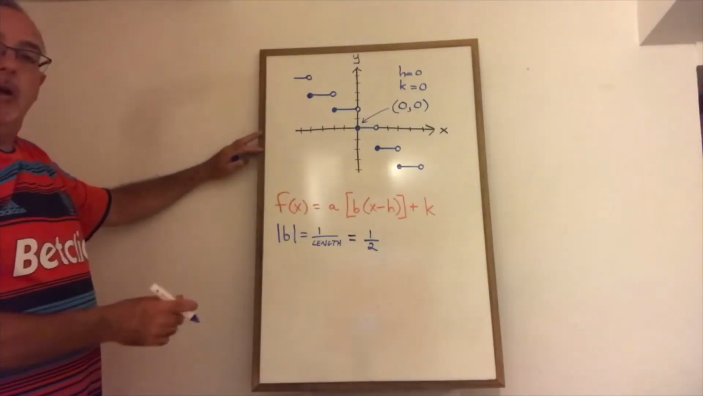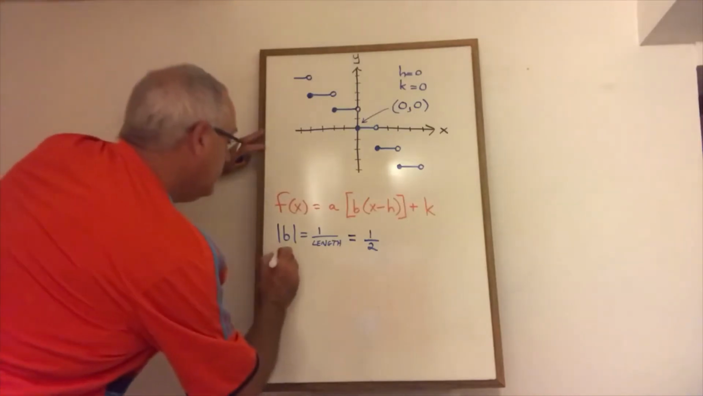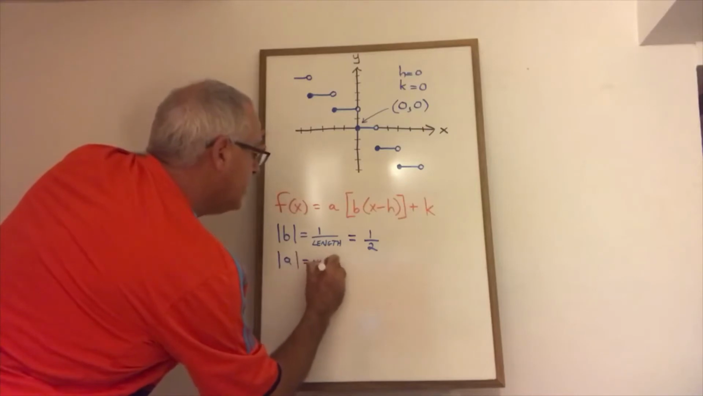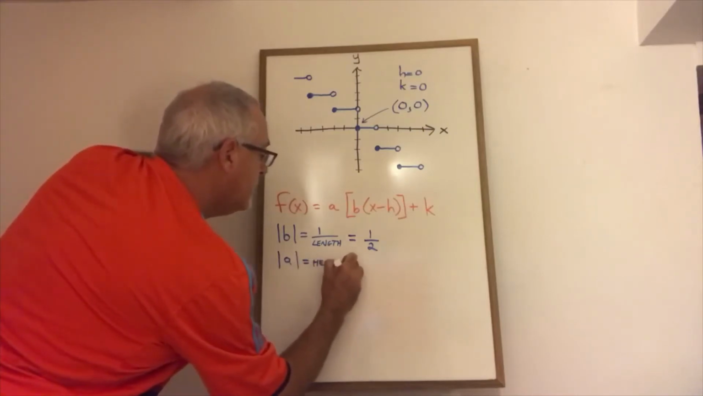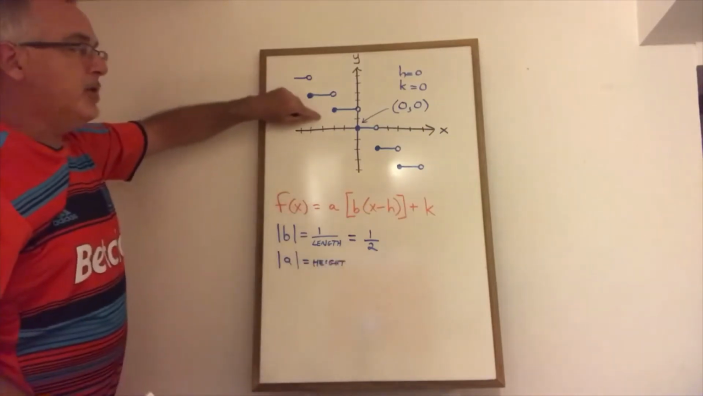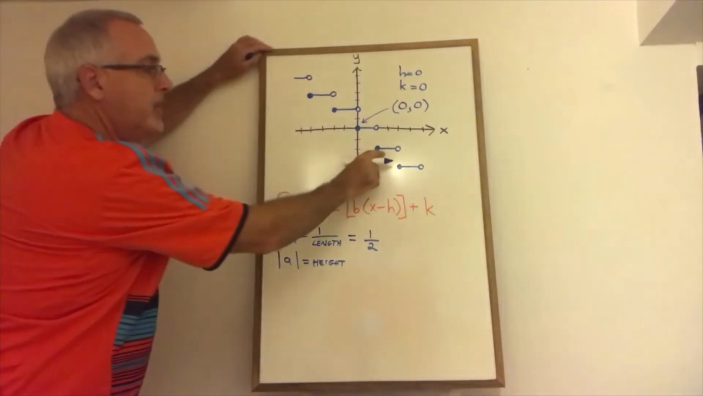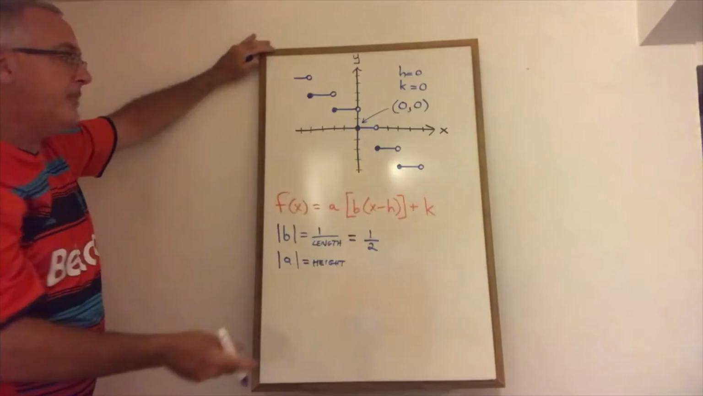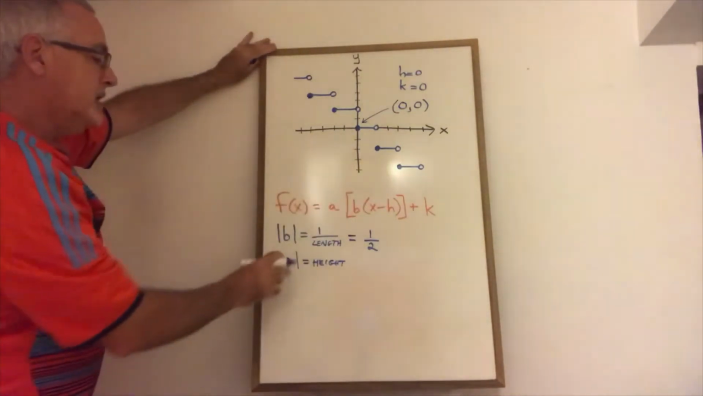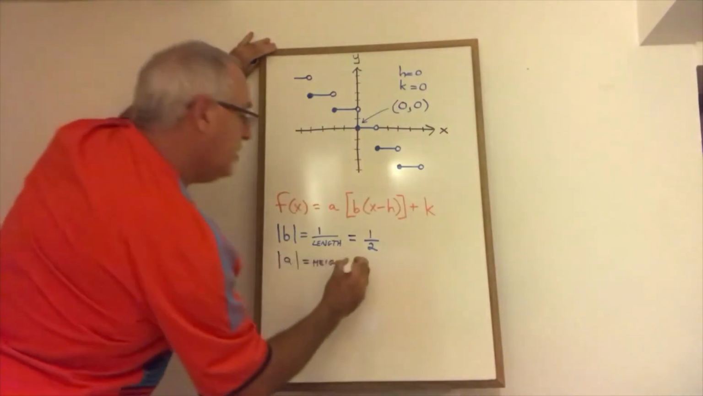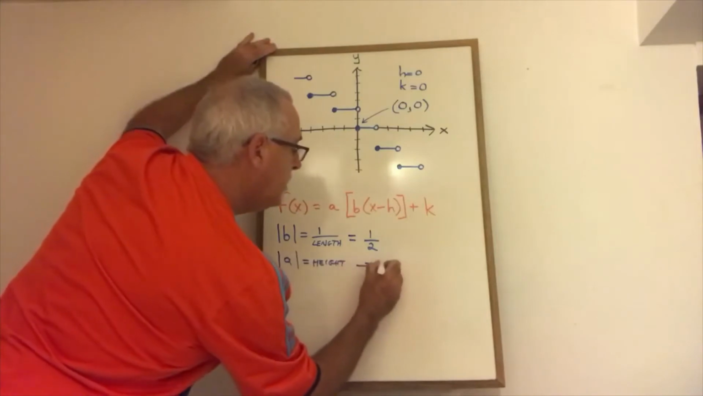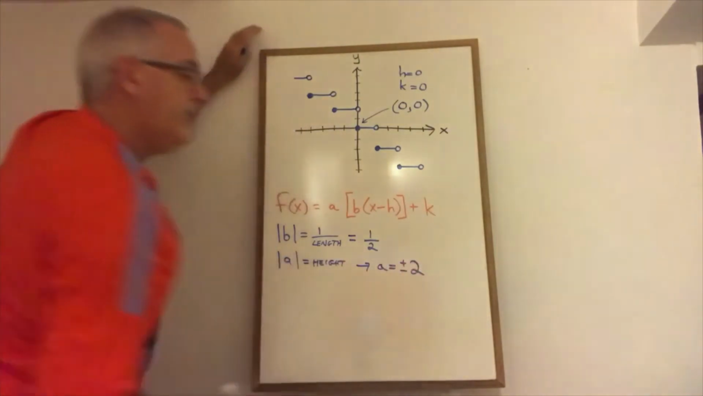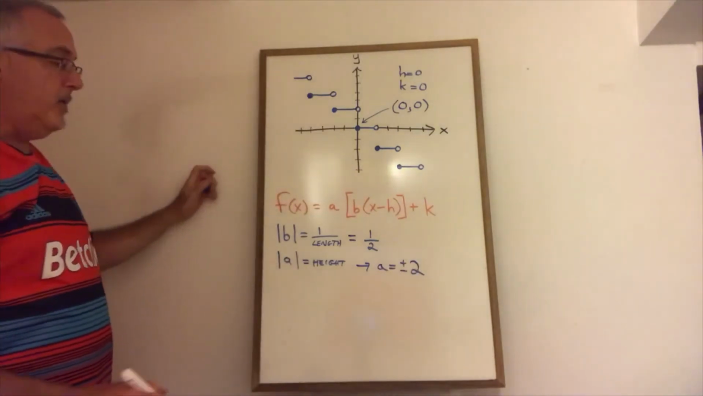Now I'm going to find a. The absolute value of a is equal to the height of the steps. These steps are 2 units in height. Each step on the graph is 2 units above or below the next step, according to the scale. So therefore, a is equal to positive or negative 2. We have to figure out whether it's positive 2 or negative 2.